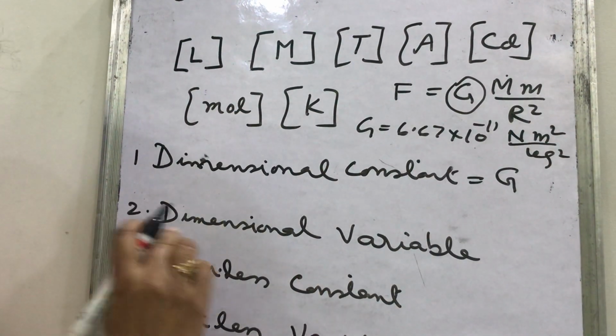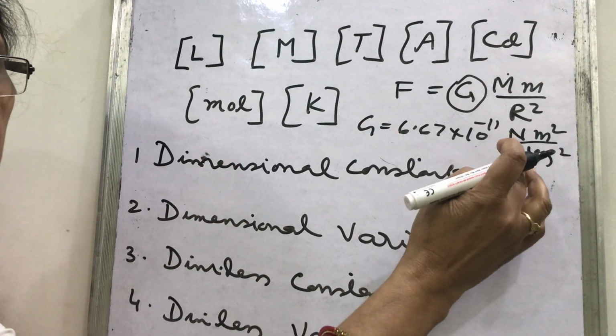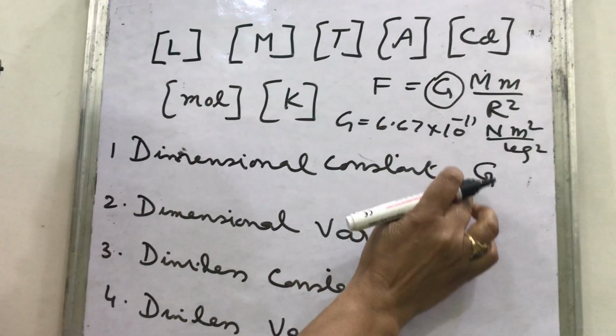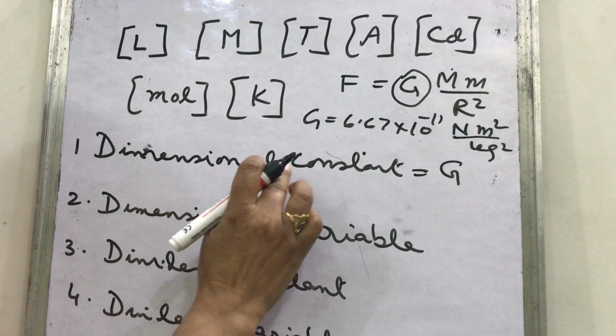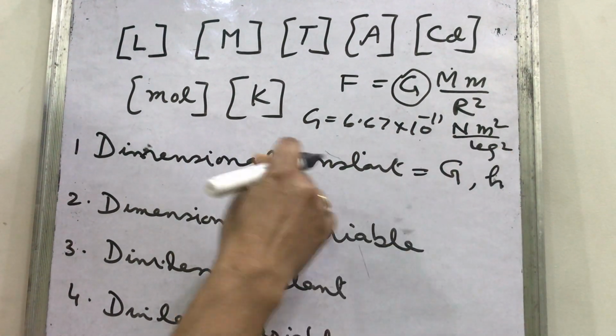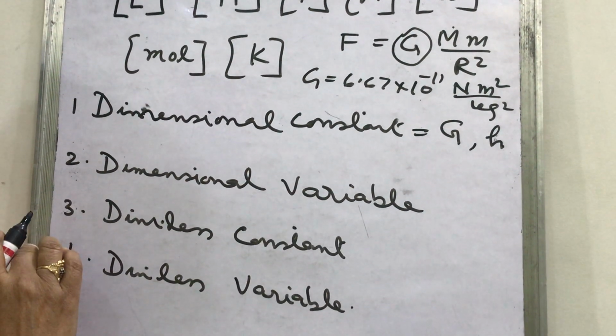And what is Newton? MLT^-2. What is meter square? L^2. What is kg square? M^2. So it has dimension as well as its value is constant. So it comes in that category. Similarly, Planck's constant and so many other constants are dimensional constants.